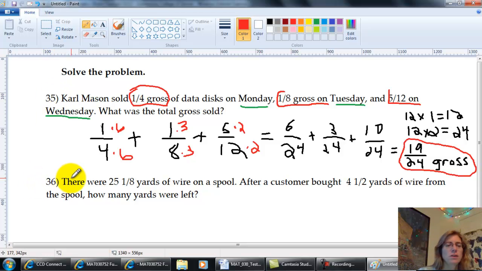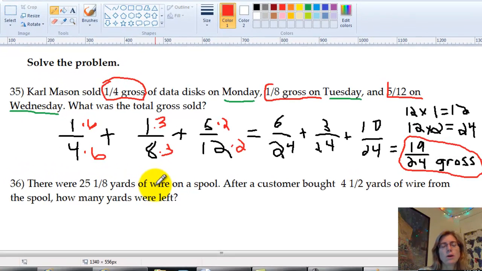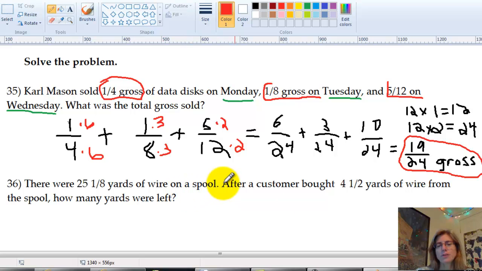Number 36. There were 25 1/8 yards of wire on a spool. After a customer bought 4 1/2 yards of wire from the spool, how many yards were left? Imagine somebody having a spool of wire and you just cut off 4 1/2 yards, then we're calculating how much would be left behind. So that's subtraction. 25 is the total amount of wire that you cut from. Take that total amount of wire, subtract what you cut off.